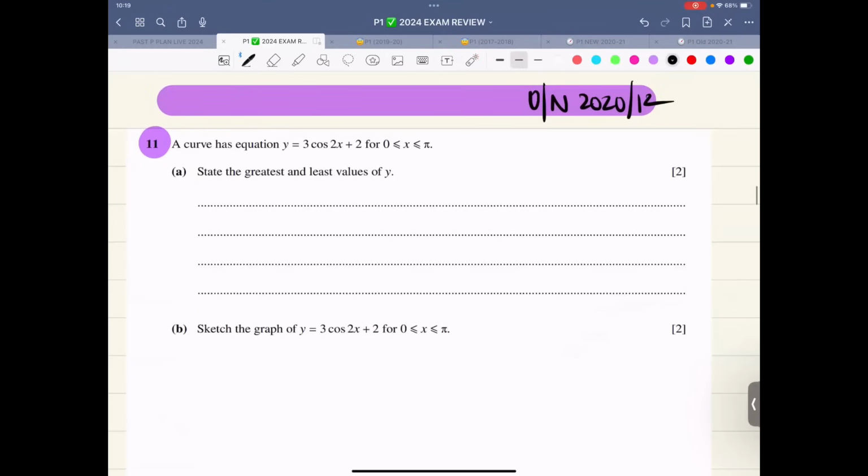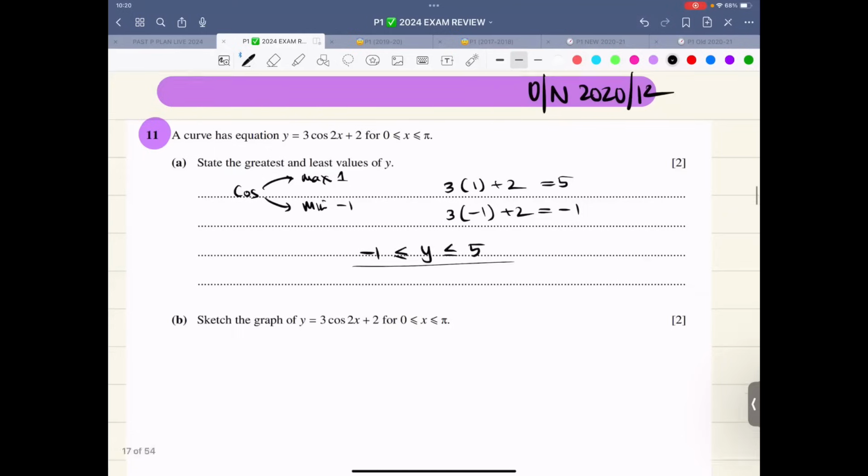Now the first part is pretty basic. Cosine for any value of x has a maximum value of 1 and a minimum value of -1. Therefore, 3 into 1 plus 2 comes out to be 5, and 3 into -1 plus 2 comes out to be -1. So greatest and least values is another way of asking for the range. So y lies between -1 and 5, just like in the previous part.